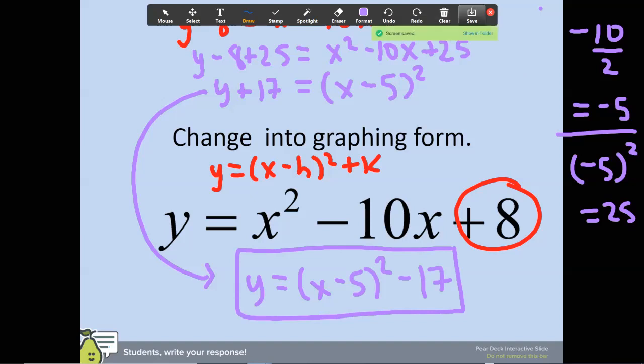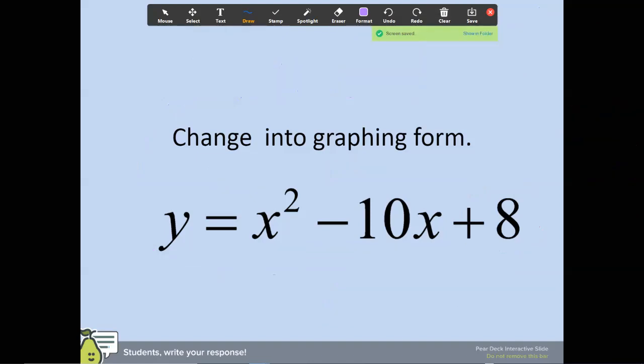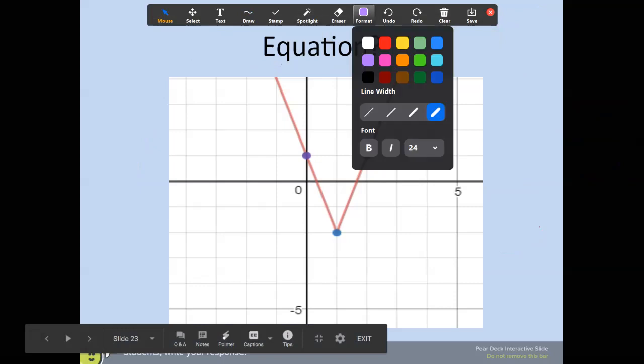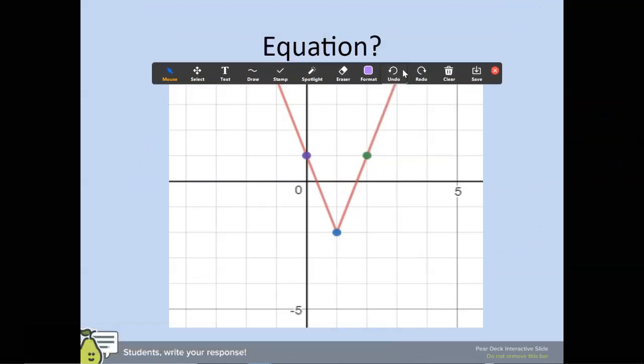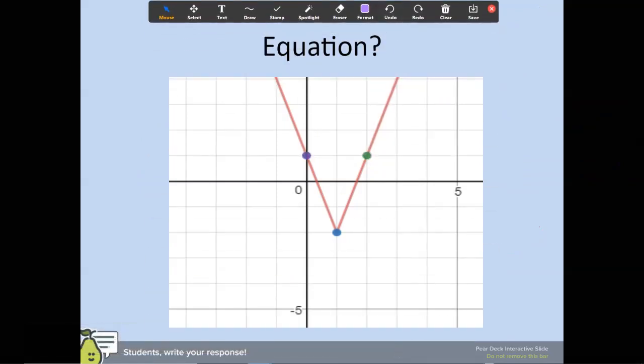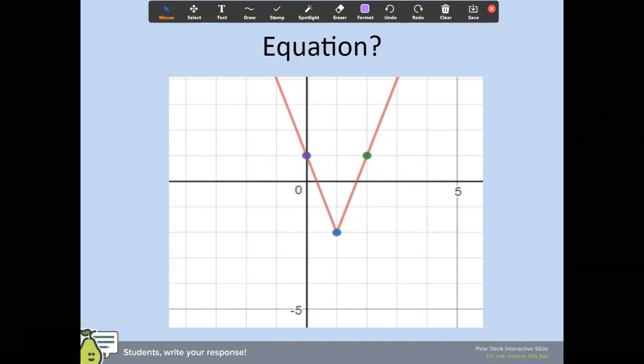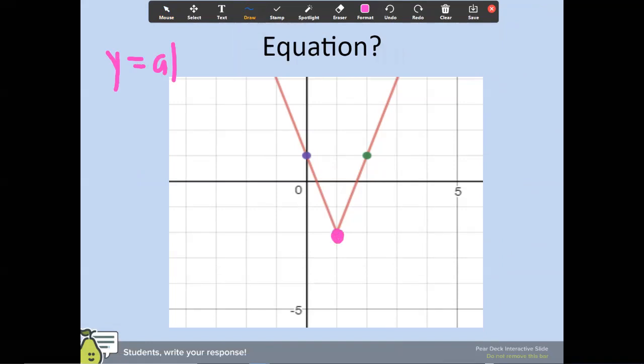Okay, so now next problem. We want to find the equation for this. So this is going to be y equals a times the absolute value, and this point right here is at 1 comma negative 2. So that's going to be an x minus 1 minus 2.